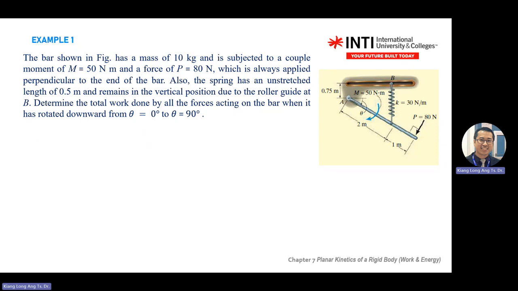This one has a pin at A, so the bar rotates this way with P always perpendicular. If you stand here, P is actually rotating in a circular motion, so you need to be aware of that. You only focus on the rod, A. There's a P.